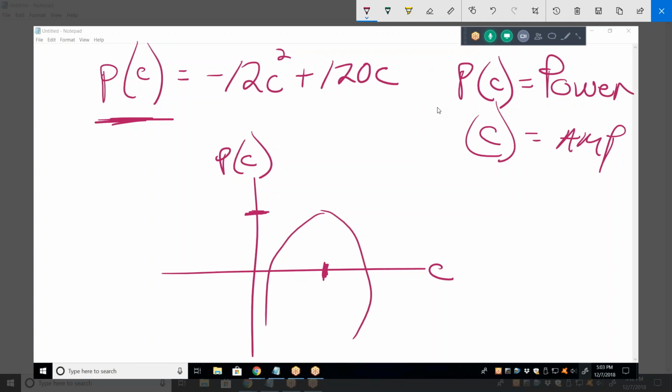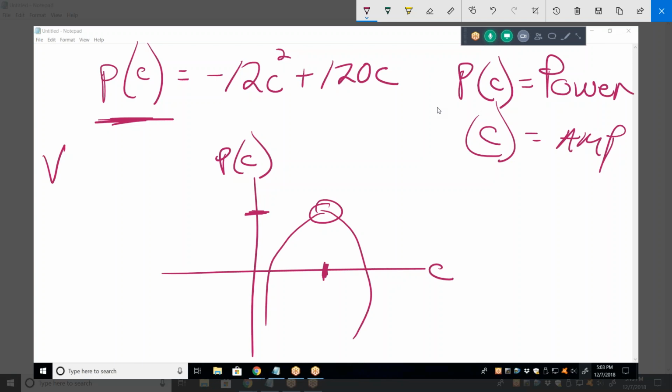We have a parabola that has a maximum right there at the vertex. So we have to find the vertex. Once we find the c value of the vertex, we'll be able to plug it into the equation and get the amount of power that is produced.